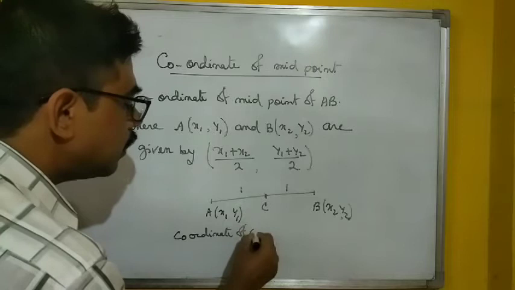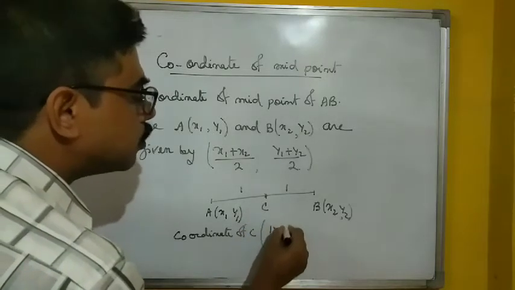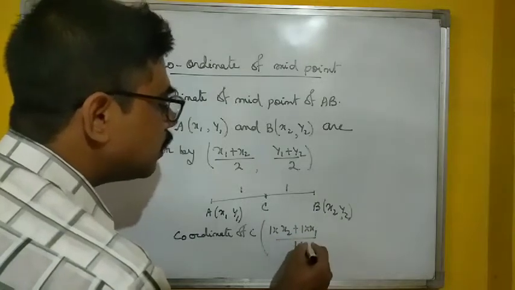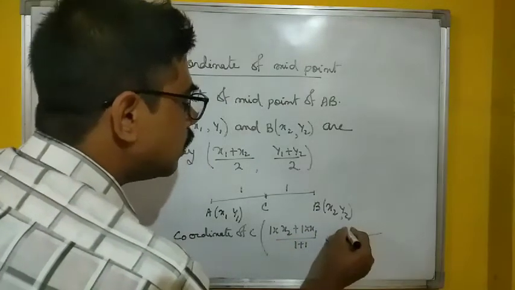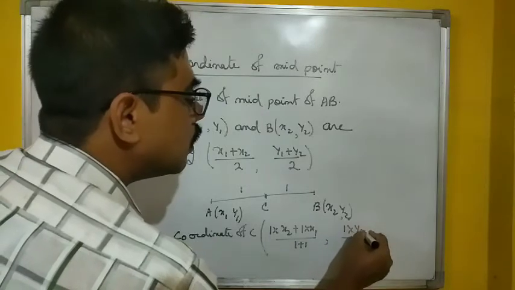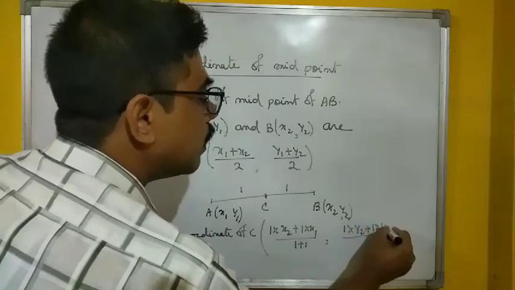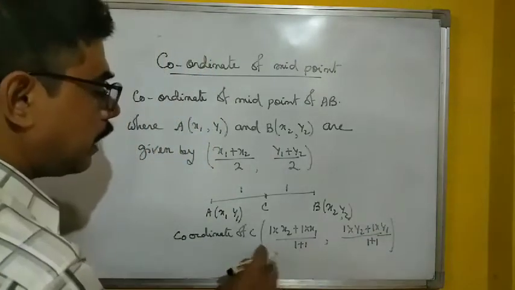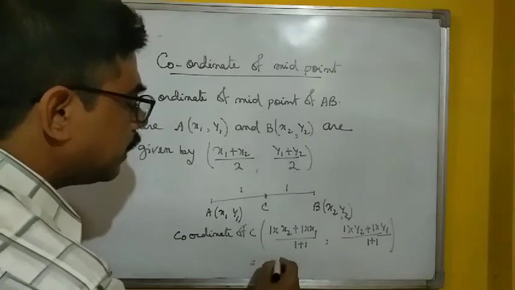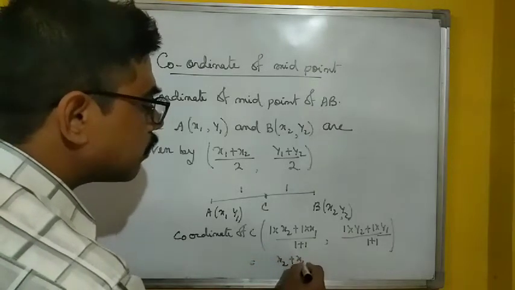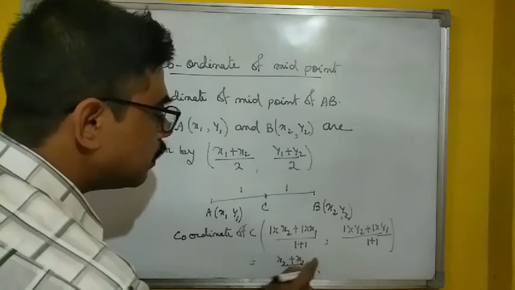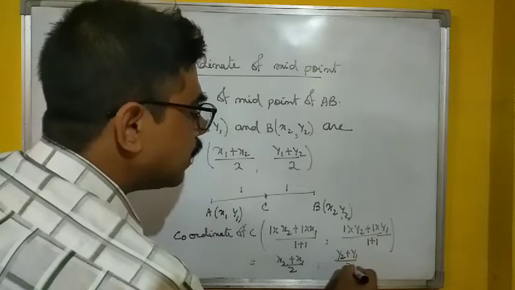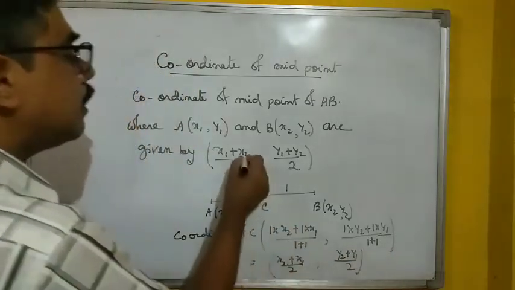So the coordinate of C will be (1 into x2 plus 1 into x1) by (1 plus 1), and then (1 into y2 plus 1 into y1) by (1 plus 1). If you do this, you will get the coordinate (x2 plus x1)/2 and then (y2 plus y1)/2.